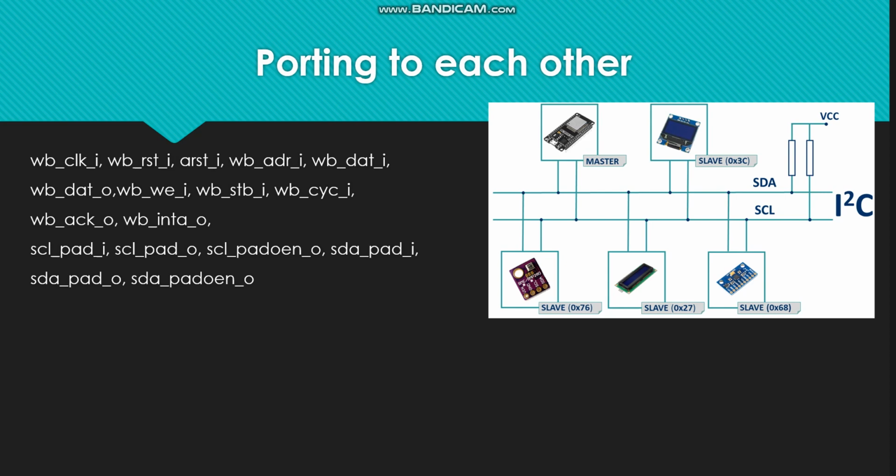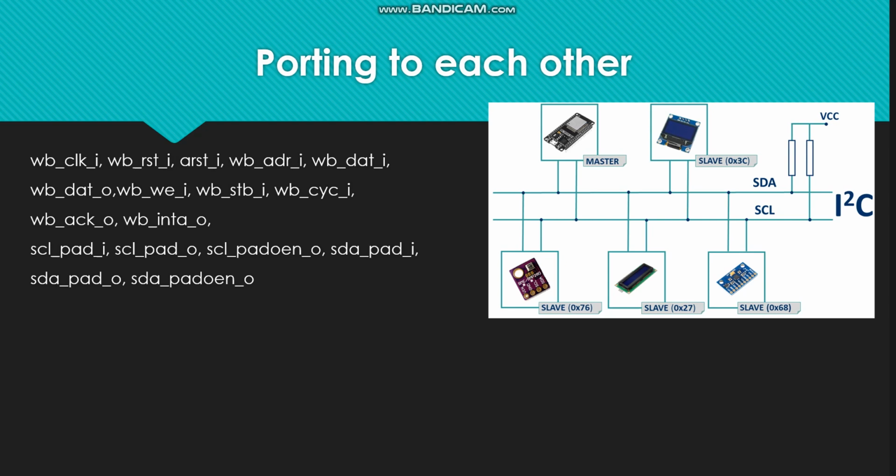WB_STB_I is the device strobe signal of Wishbone. It's the same as chip select of Avalon. Here we also see WB_CYC_I, which indicates that Wishbone is enabled. That might guarantee that it's connected to the chip select. And WB_WE_I means Wishbone write enable, and it may be connected to the write signal of Avalon. So we see the connection here, outlined here.